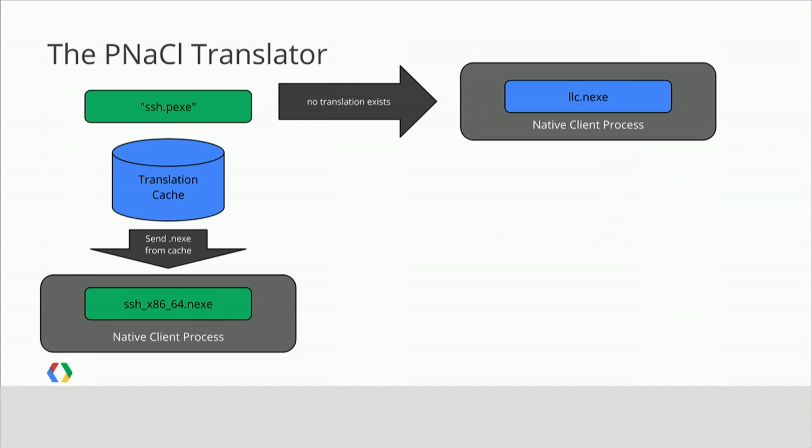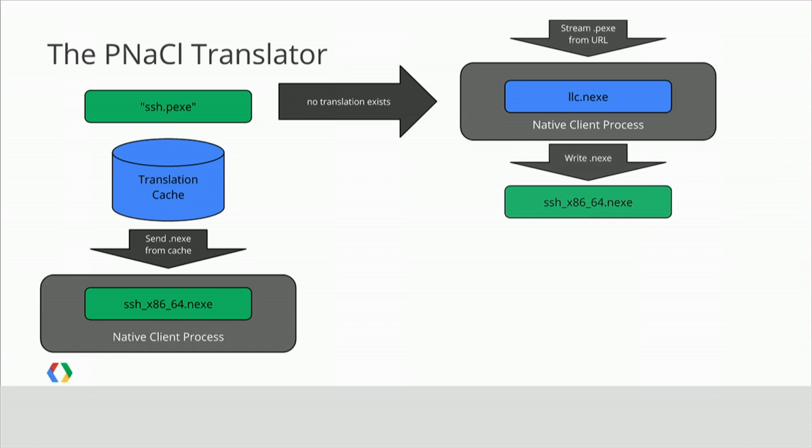If not, we have to start the translator. And again, for those of you who are familiar with LLVM, this will be familiar. LLC is the back end of the LLVM compiler toolchain. We'll start LLC, and LLC will stream the executable down from the web. So we've changed it to interface with the web to actually pull the PNaCl down. And while the PNaCl is being pulled down, it will be translating the previous parts that have been pulled down. So we dovetail translation with download, and it'll produce a NaCl executable.